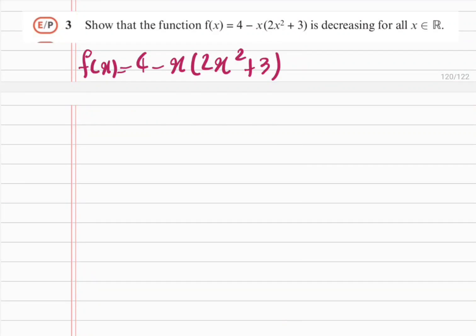Hi everyone, this video is on exercise 12G question 3. So we want to show that f of x is decreasing for all values of x.